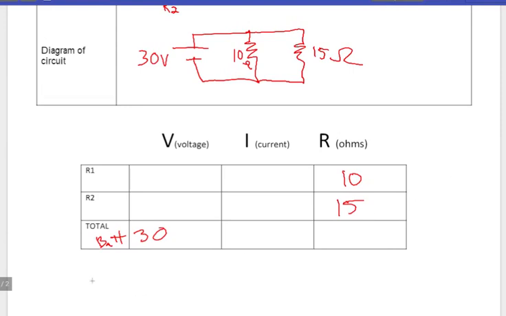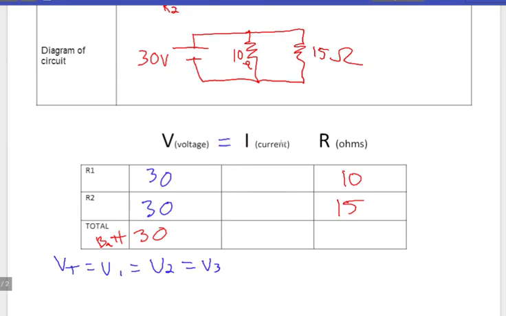And we talked about one of them above, and that was the fact that voltage is the same everywhere. So our total voltage is equal to the first voltage, which equals the second voltage, which equals the third, and so on and so forth. So all of these voltages should be 30. Now that we have that out of the way, we can start solving for current and then resistance.